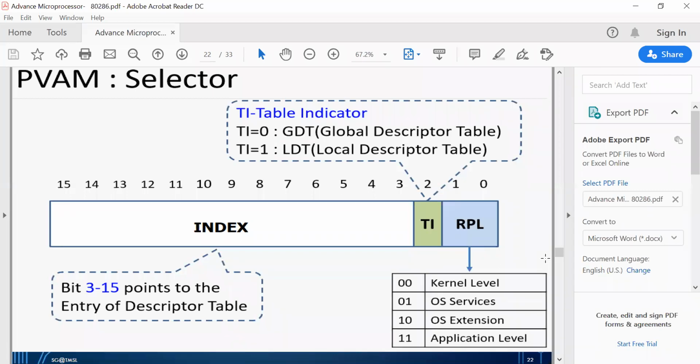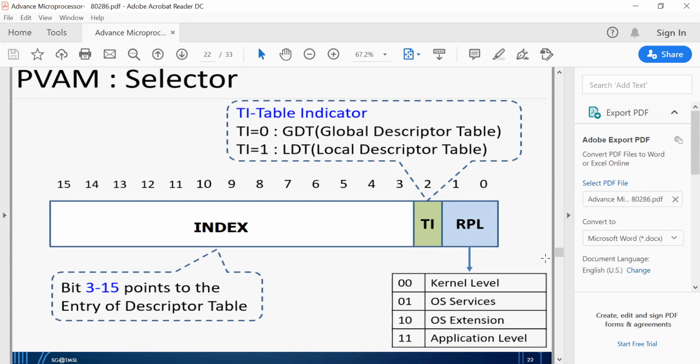Now each selector can address a segment of size 64 kilobytes. There can be at most 8 kilobyte local descriptors, or 8 kilobyte global descriptors, per task. That is a total of 16 kilobytes. Okay, 8 kilobyte local, 8 kilobyte global. So total is 16 kilobytes.